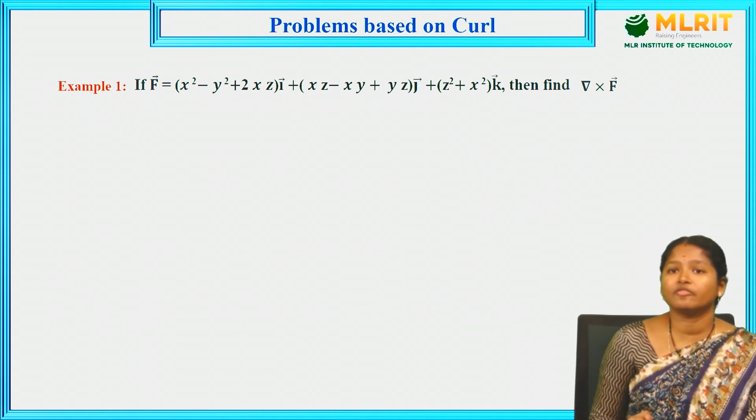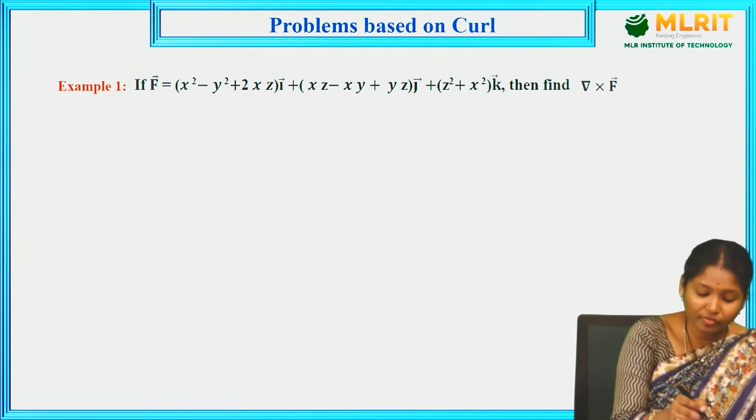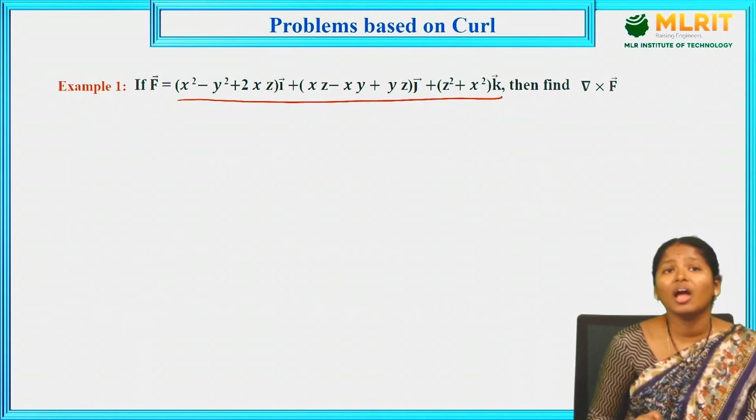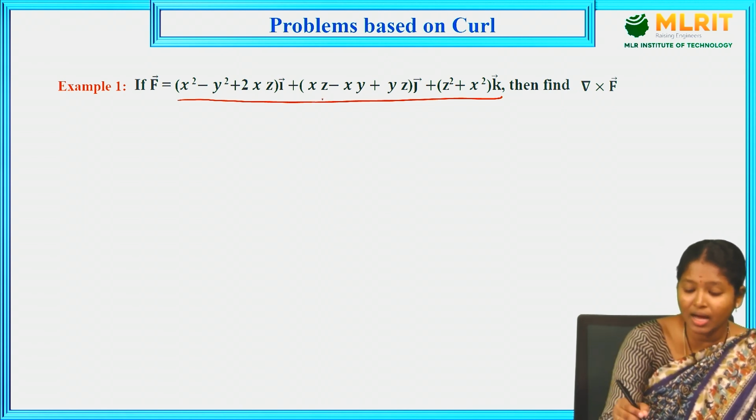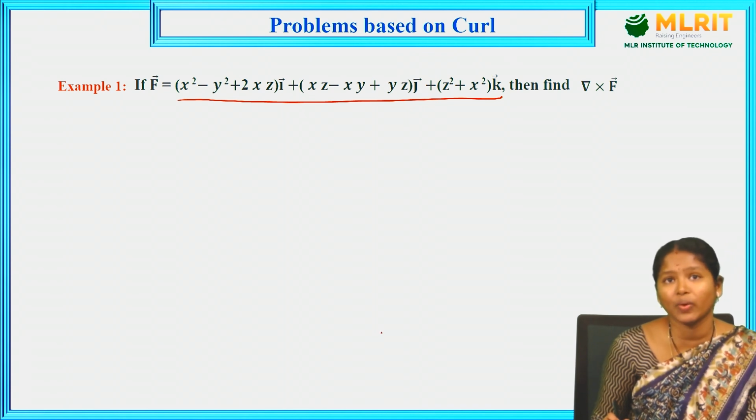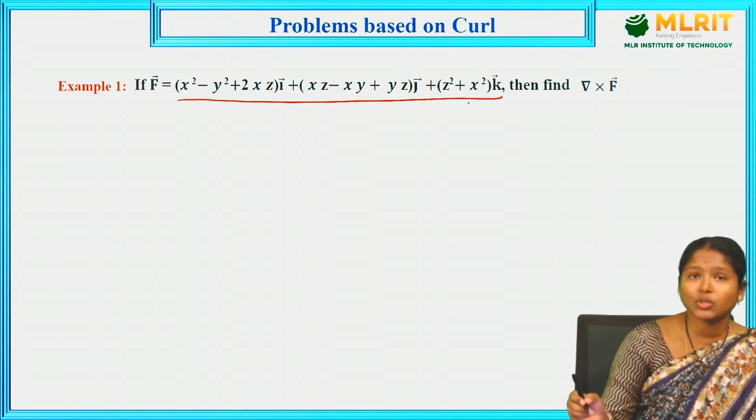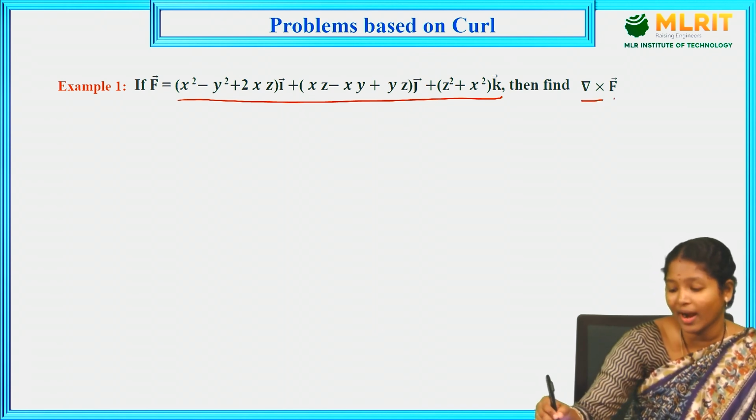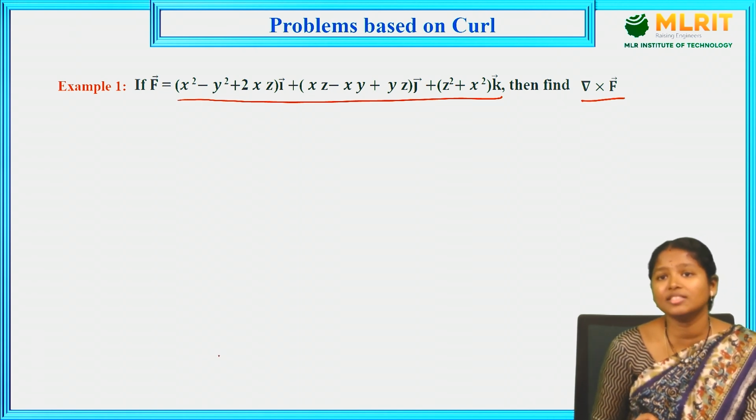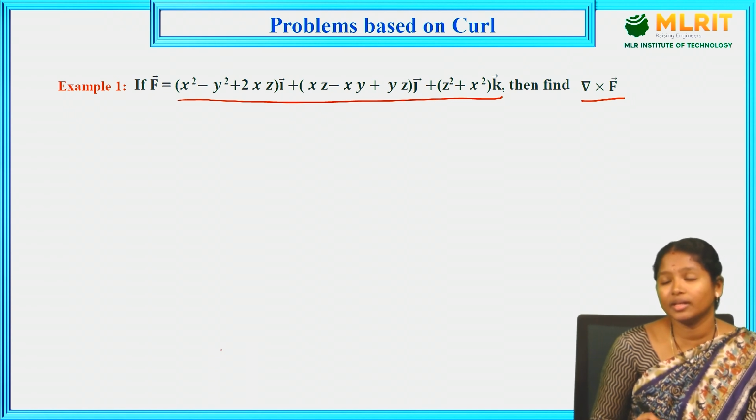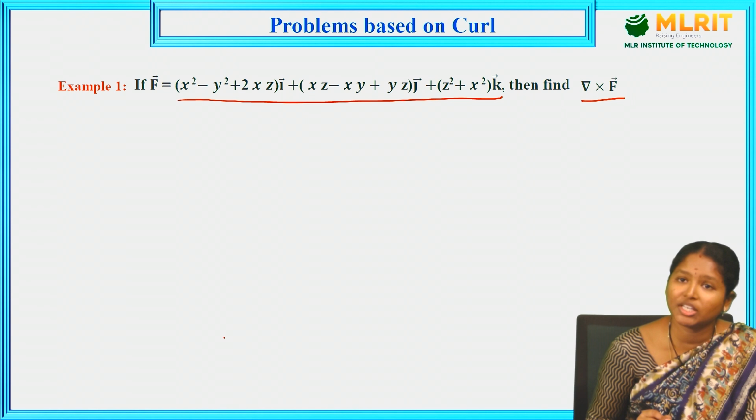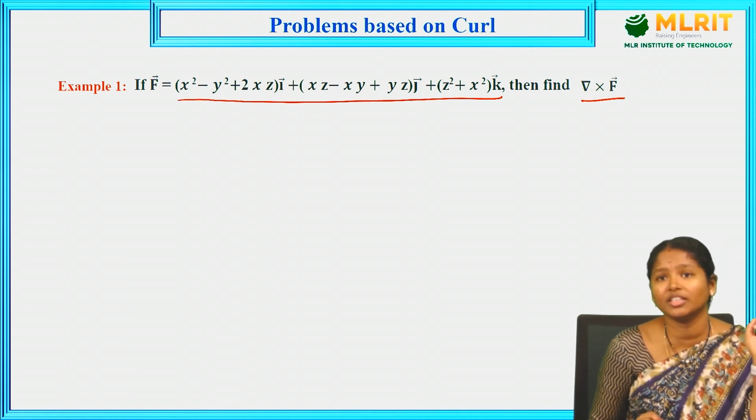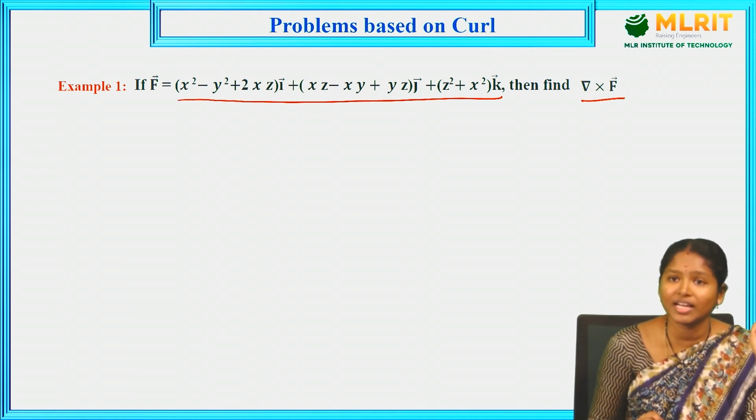The first example: if f bar equal to (x square minus y square plus 2xz) i bar plus (xz minus xy plus yz) j bar plus (z square plus x square) k bar, then find del cross f bar. That means you have to find the curl f bar. As in divergence, similarly we take the i bar coefficient as f1, the j bar coefficient as f2, and the k bar coefficient as f3.